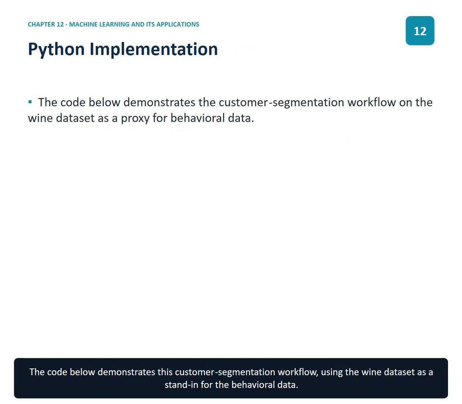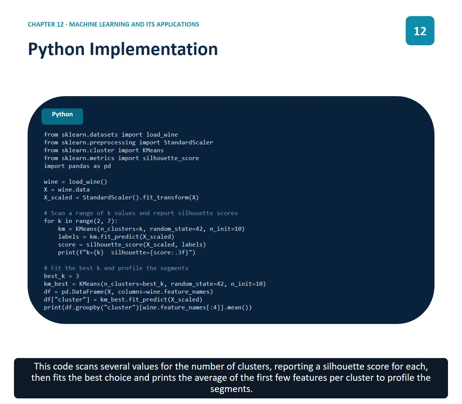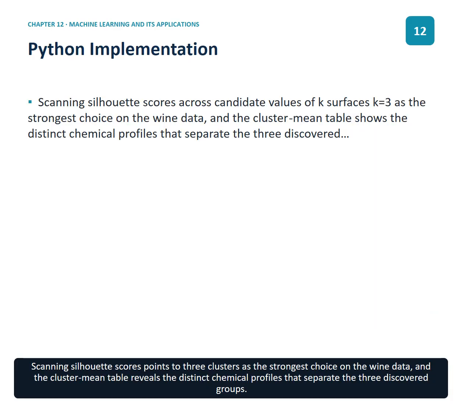The code below demonstrates this customer segmentation workflow using the wine dataset as a stand-in for the behavioral data. This code scans several values for the number of clusters, reporting a silhouette score for each, then fits the best choice and prints the average of the first few features per cluster to profile the segments. Scanning silhouette scores points to 3 clusters as the strongest choice on the wine data, and the cluster mean table reveals the distinct chemical profiles that separate the 3 discovered groups.